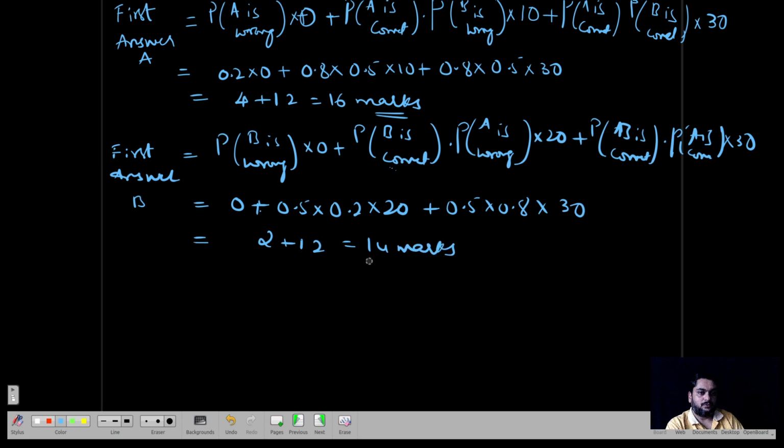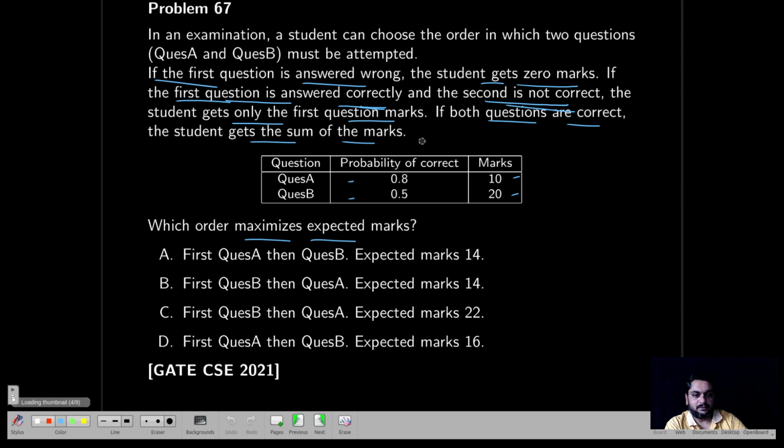So out of these two, he gets the highest marks when he answers question A first. So first question A, then question B, the expected marks is 16. When you calculate the expected marks, you can easily find this out.